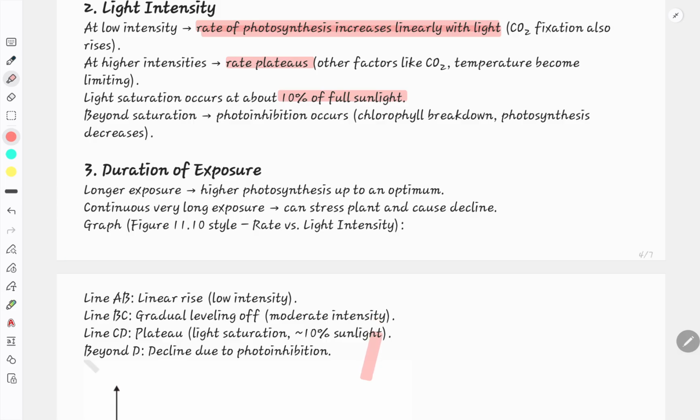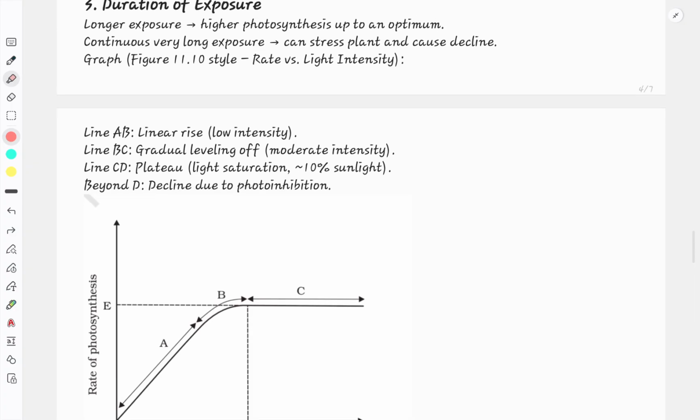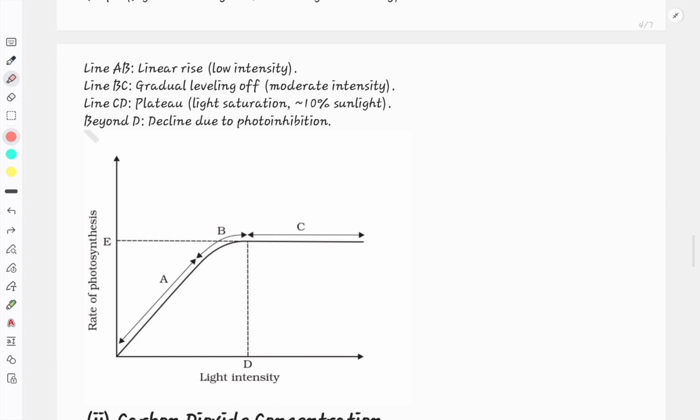Let's see a graph to understand this. Here you can see a light intensity and rate of photosynthesis graph. As the intensity of light increases, the rate of photosynthesis also increases. At a particular point where it achieves the maximum photosynthesis, regardless of increasing intensity of light, the photosynthesis rate remains the same.